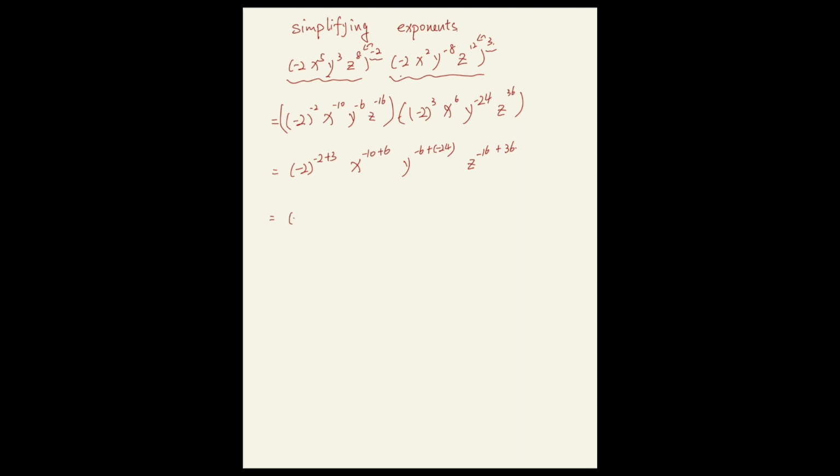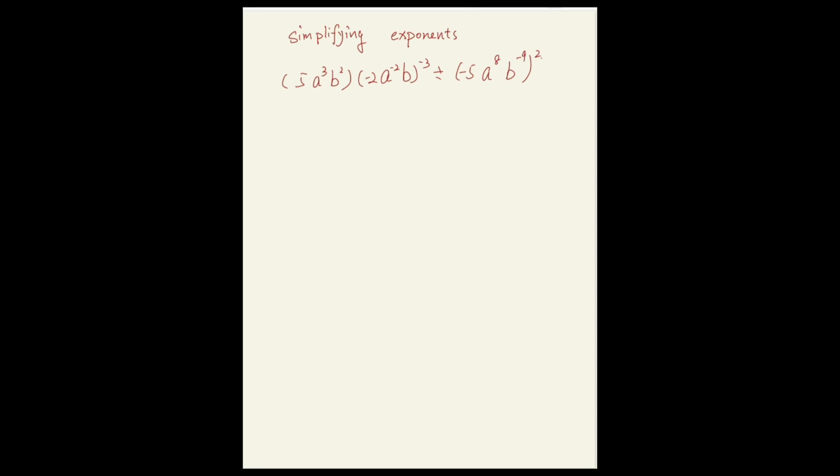And then we can get negative 2 to the power of 1, and x to the power of negative 4, y to the power of negative 30, and for z to the power of 20. And then we need to change these two negatives to positive, so we move them to the bottom, and we can get negative 2 z to the power of 20 over x to the power of 4, and y to the power of 30.